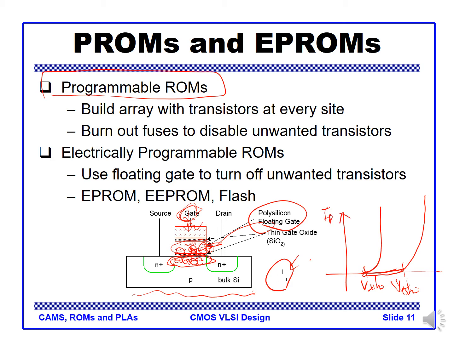This is ID versus VGS, for example. So we have two different states of transistor characteristic. If you want to remove the charge trapped on the floating gate, we assert a large negative voltage on the gate, then this negative charge will disappear. So in this way we can program the transistor threshold voltage.